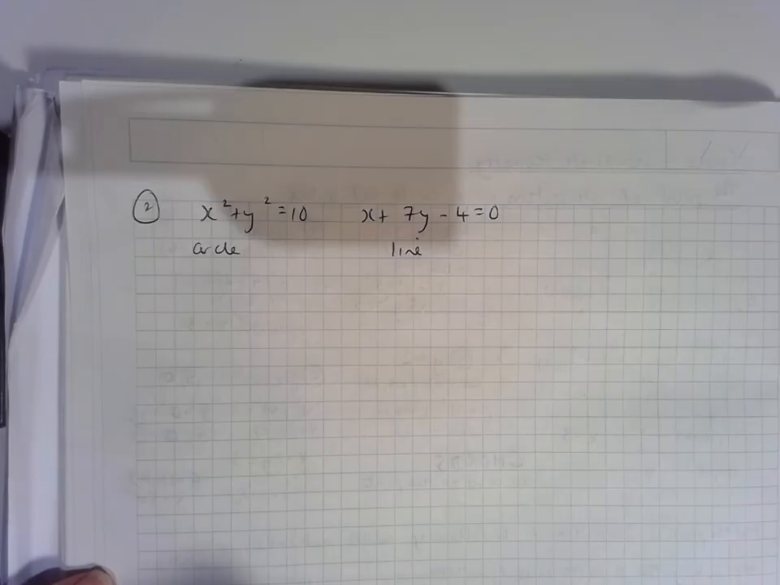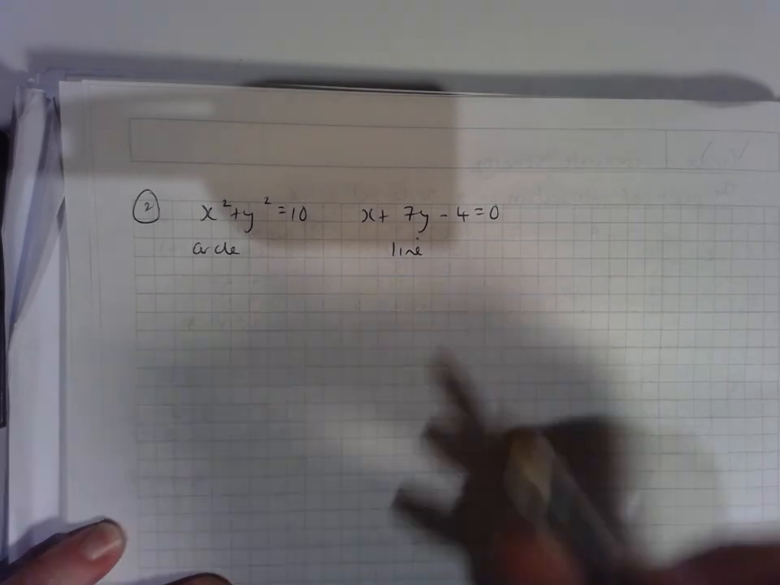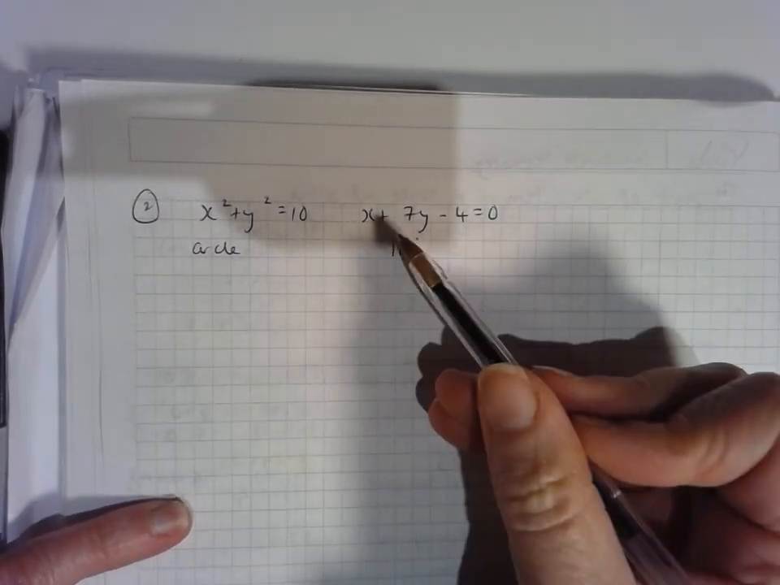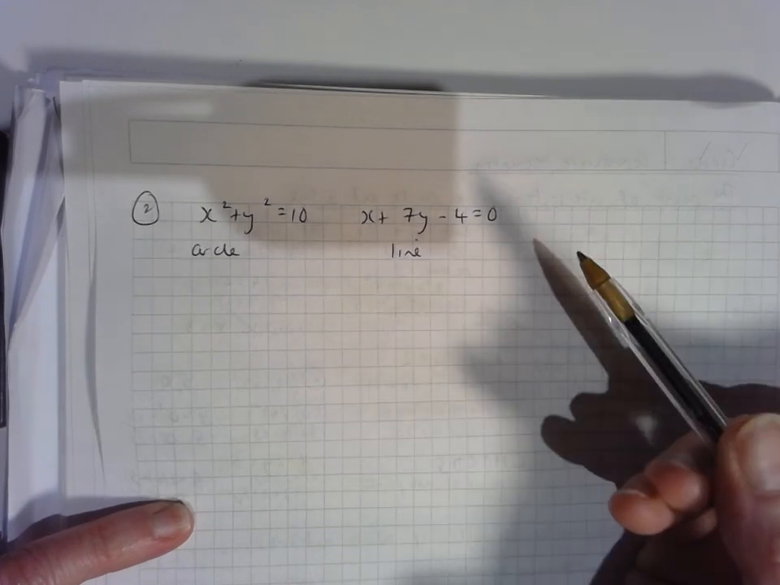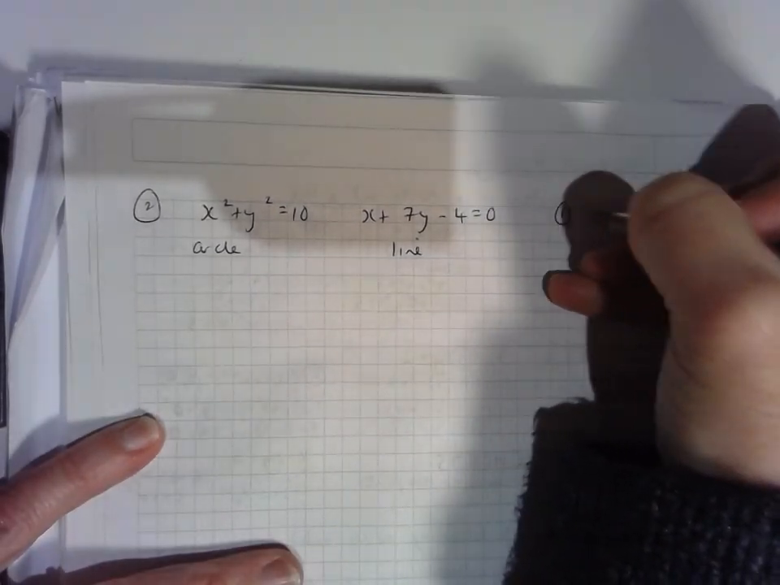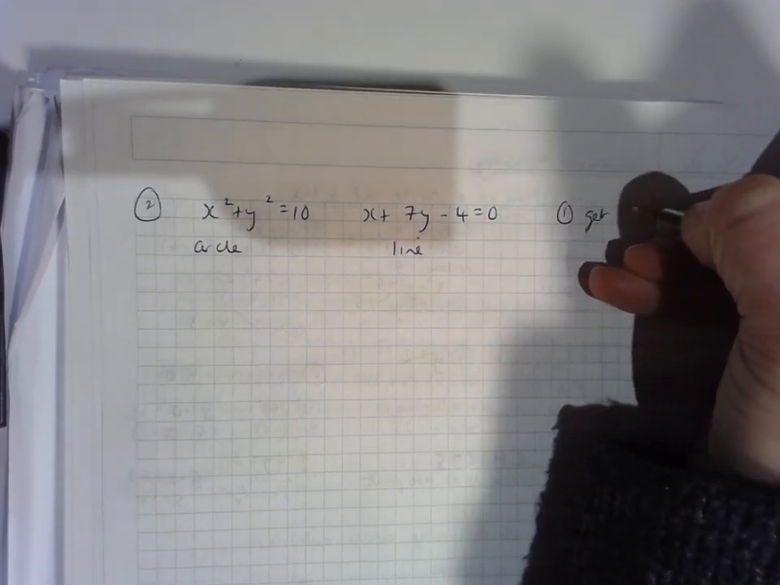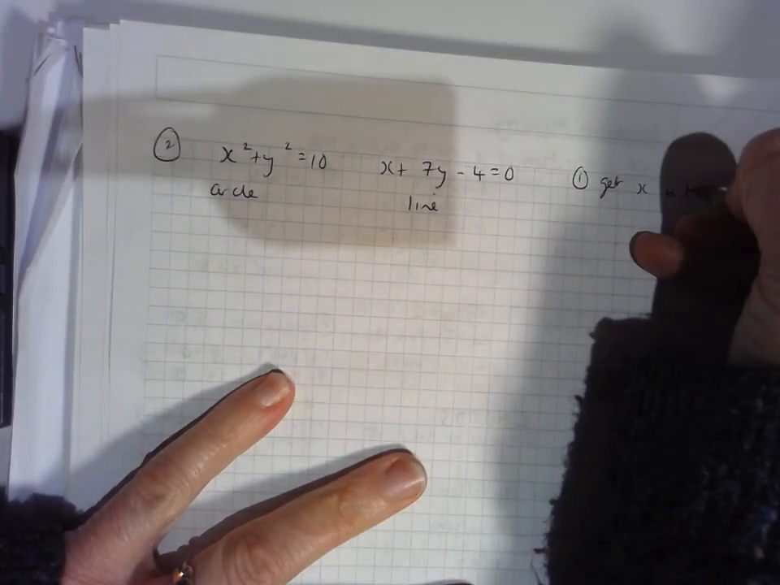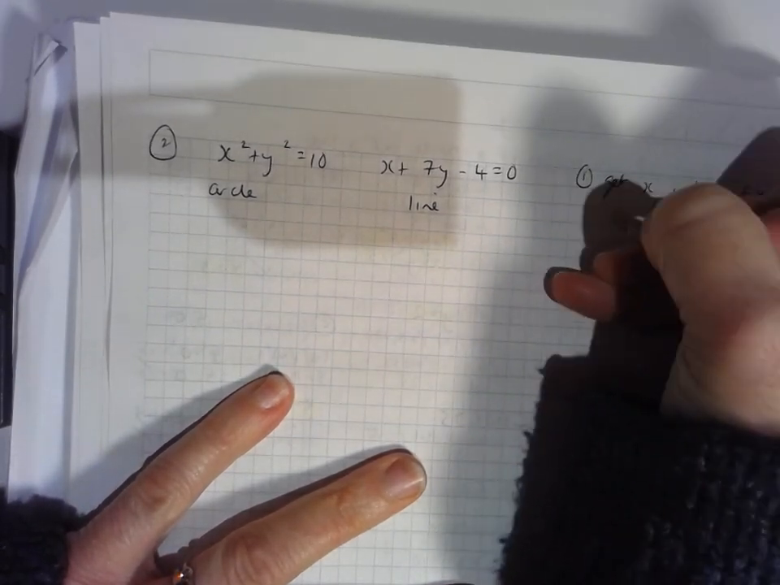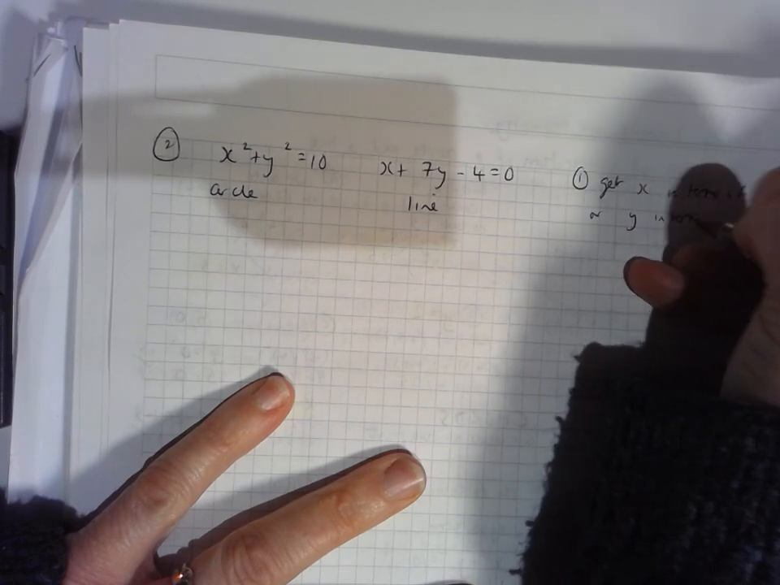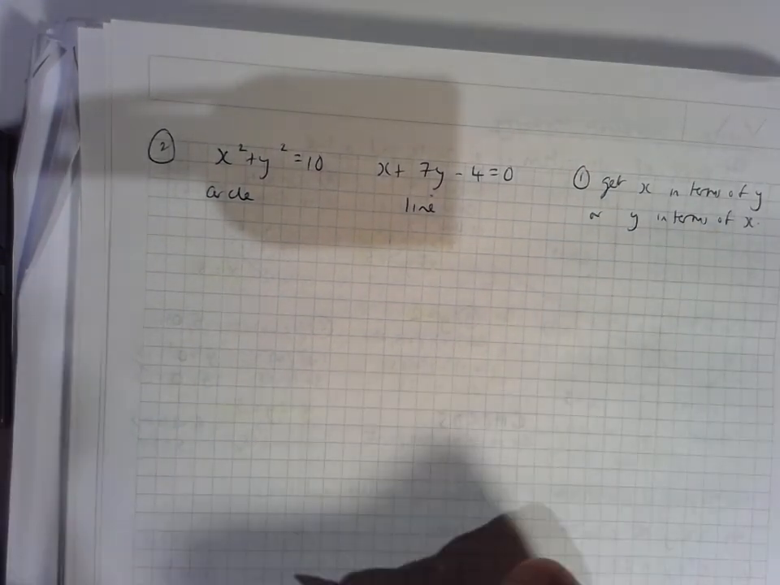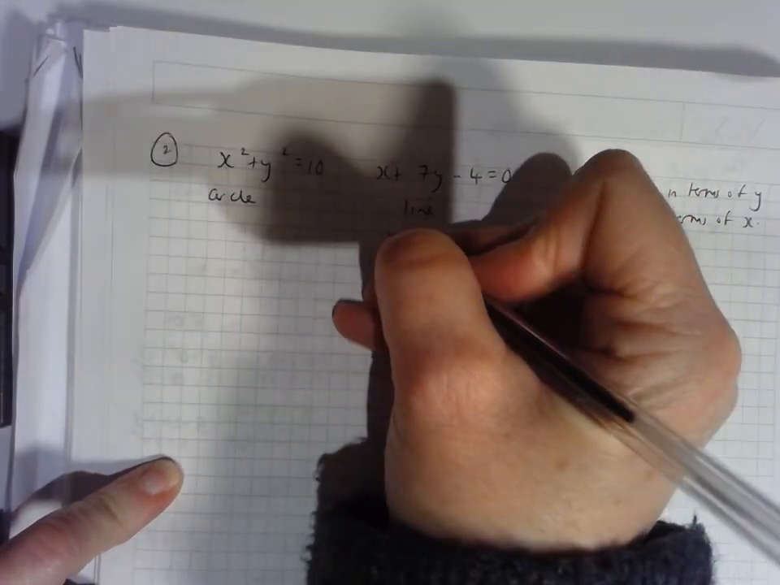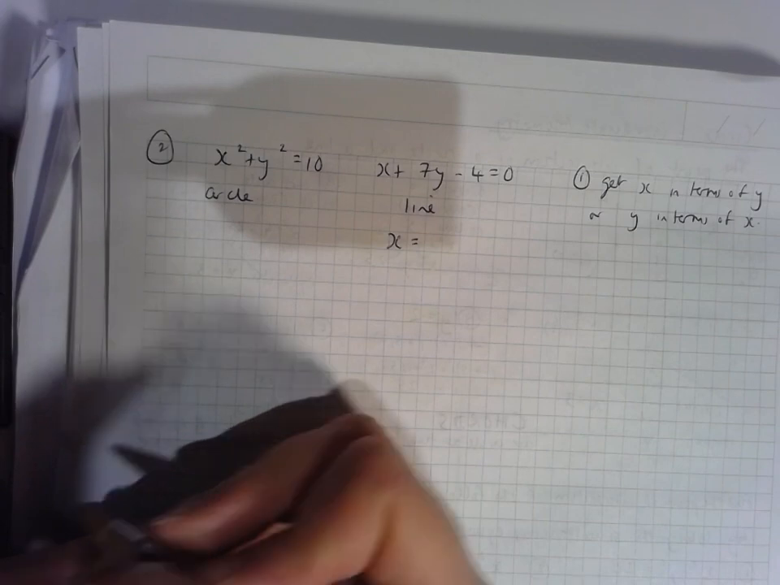Now, if you remember, the way that we did this before was we had this equation in a different format. And the format that we had it in was that we had 1x equals everything else. So the first step is to get either x in terms of y or y in terms of x. So get x in terms of y or y in terms of x. Now, usually if it's 1x, then we'll get x in terms of y. Okay, so I'm going to rearrange this.